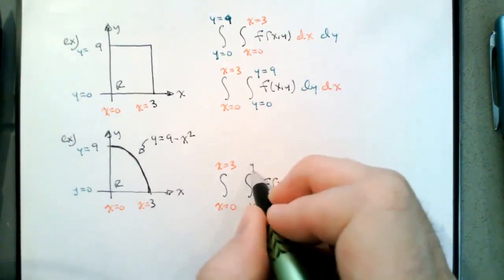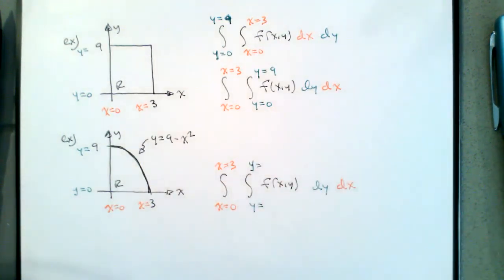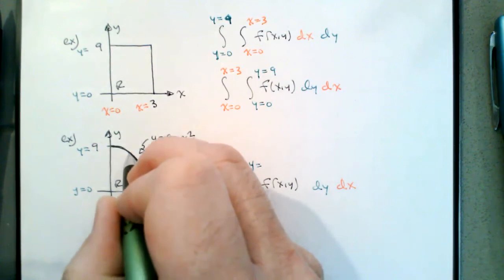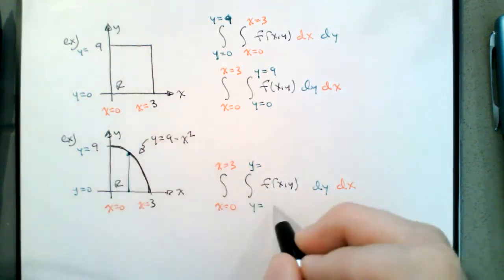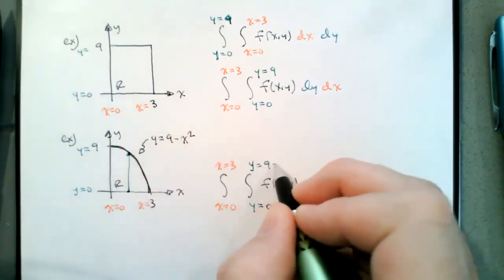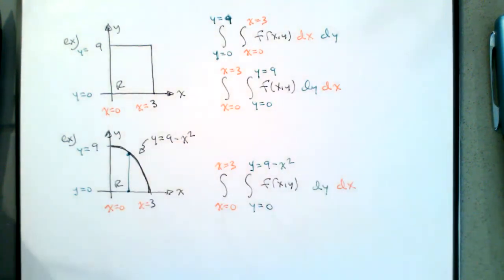Now I've got to figure out what my y's are between. So what we're going to do is pick a generic x and see what values of y we are between. So I pick a generic x, and y starts off at 0 and goes up to our function. So the lowest y value is 0, and it goes up to the function 9 minus x squared. My last integral, the dx integral, is with constants. My first integral involves functions of the upcoming variables.